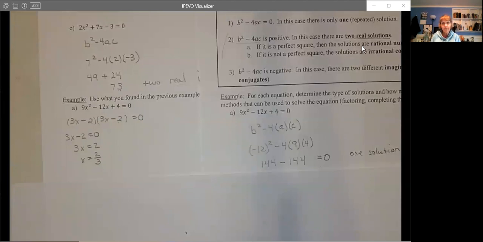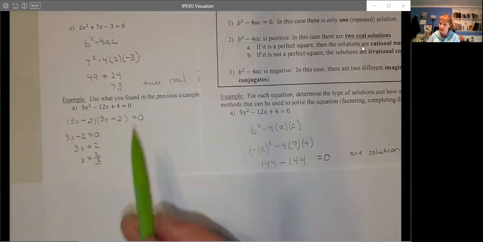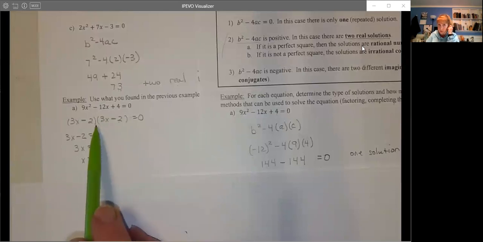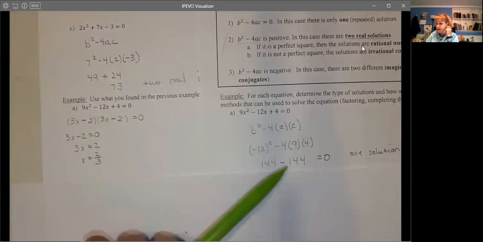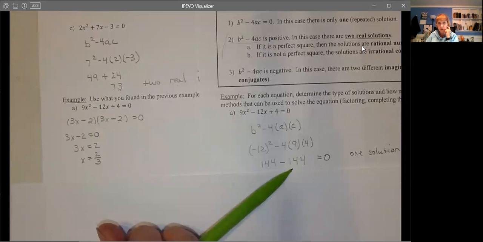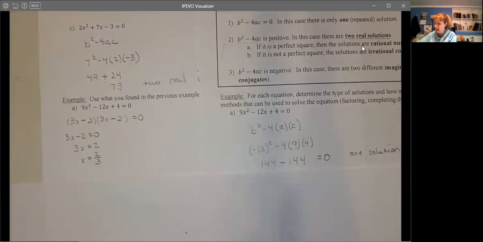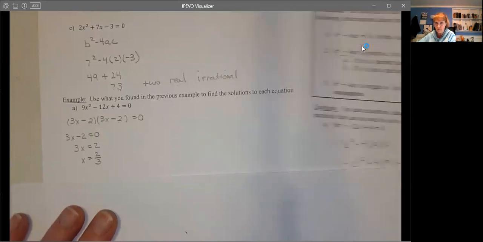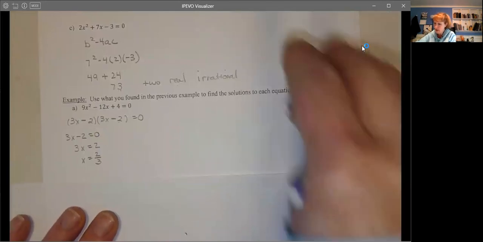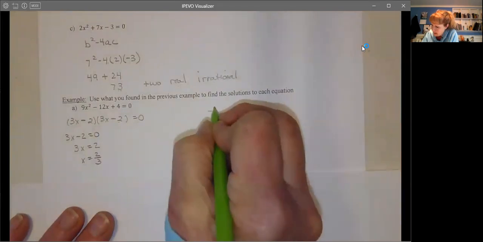If you did want to finish, rather than doing this, knowing that it's a perfect square trinomial because the discriminant is 0, you could finish using the quadratic formula and fill that in. I'm going to move this to the side now. I'm going to say, okay, we have a minus b.